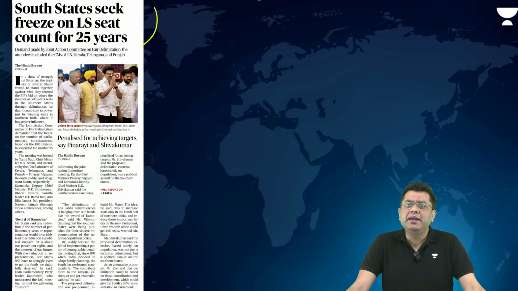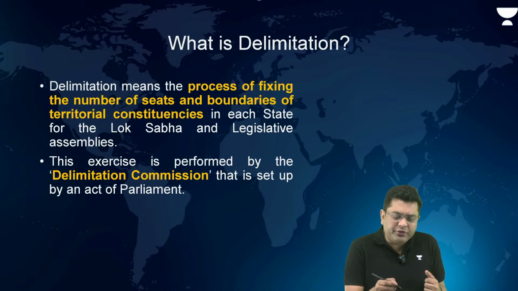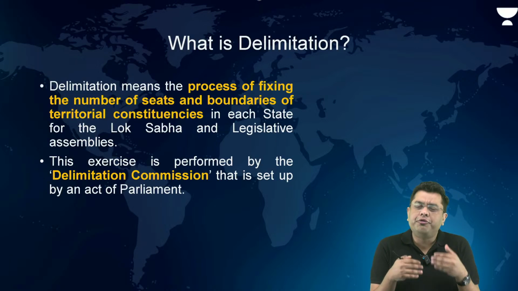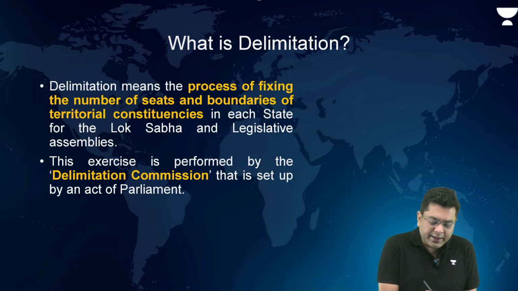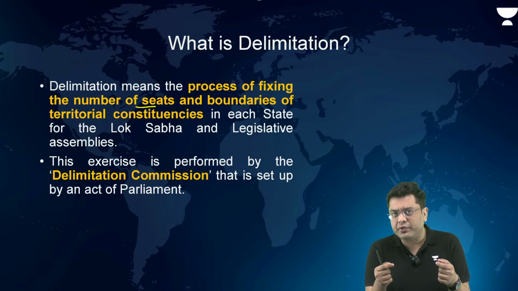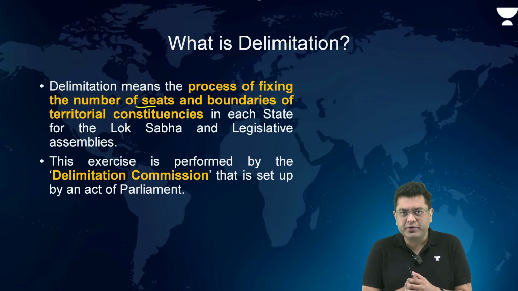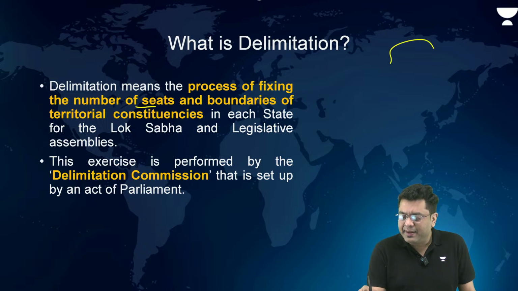So first of all, starting with the delimitation. What is this delimitation? When we talk about delimitation, it is basically the process of fixing or redrawing the number of seats and the boundaries of the territorial constituencies, both for the Lok Sabha as well as for the legislative assemblies. So for example, let's suppose you have a particular state. Let's suppose I have 7 to 8 different constituencies in the state, right?